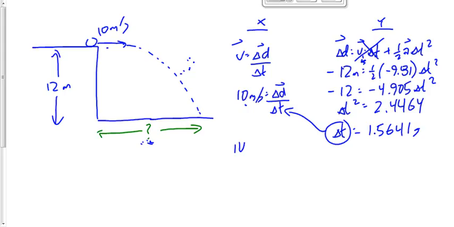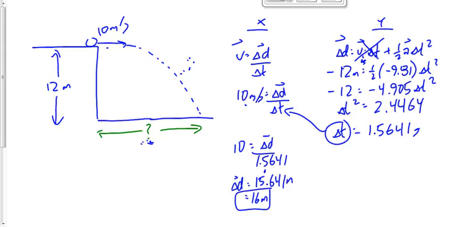All right, so we're going to say 10 is equal to delta d over the time of 1.5641. Now we're going to take the 1.5641 up to the top. Nicole, what are we going to do there? How are we going to take that up? Good. So it becomes d is equal to 10 times that. It becomes 15.641 meters. Or we're going to round that to how many digits, Emma? 2. So we're going to make it 16 meters. There you go. It ends up landing 16 meters from the edge of this cliff or building or whatever.